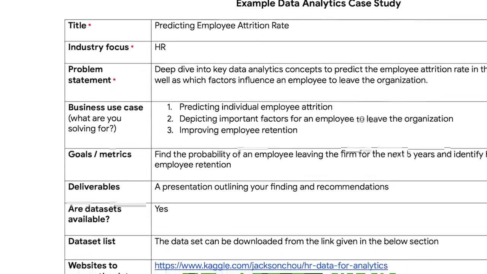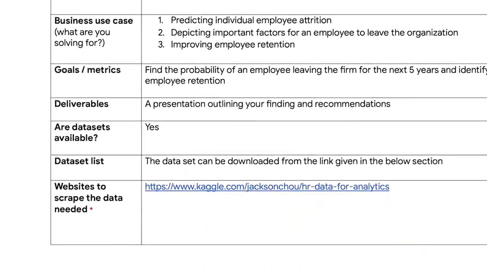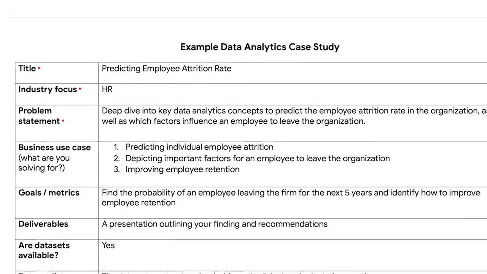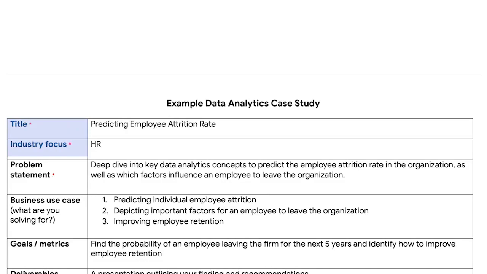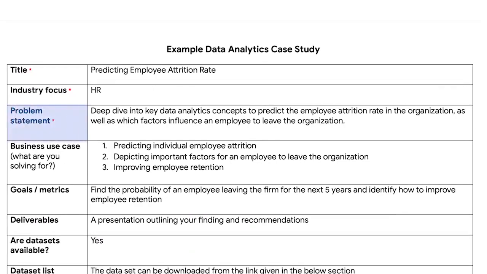This case study has all of the information we'd need to perform this task. It starts here with the title and the industry focus, predicting employee attrition rate for human resources. It also includes a problem statement outlining what the overall goal is. In this case, they're asking for a deep dive into key data analytics concepts to predict the employee attrition rate in the organization and which factors influence an employee to leave the organization. So basically, this case study is interested in predicting the rate at which employees might leave the organization and why. There's some more specific goals in the next section.